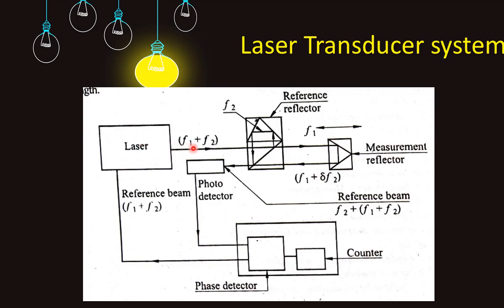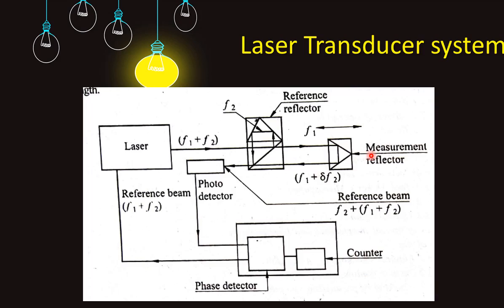Here it should be noted that the laser used is a double frequency helium neon laser. There are two frequencies, F1 and F2, separated by their polarization state. The first frequency F1 is used for measurement purpose and it is going to the measurement reflector. The second frequency F2 is used for reference purpose and it is going to the reference reflector.